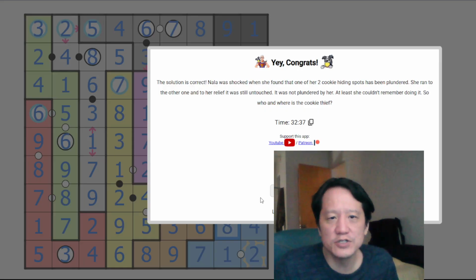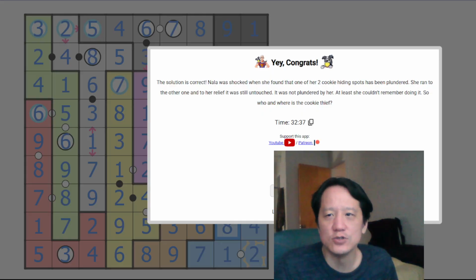The solution is correct. Nala was shocked when she found that one of her 2 cookie hiding spots had been plundered. She ran to the other one, and to her relief, it was still untouched. It was not plundered by her. At least she couldn't remember doing it. So who and where is the cookie thief?